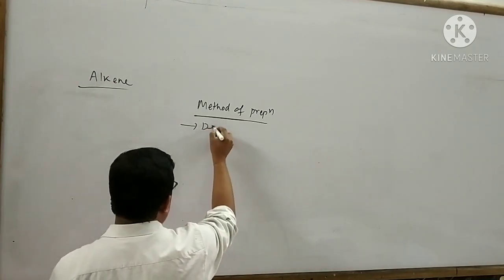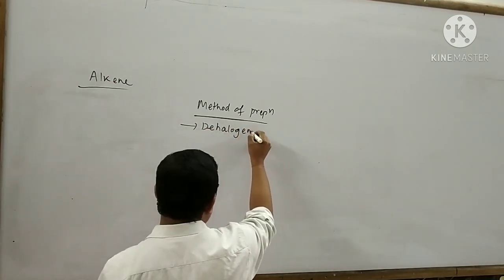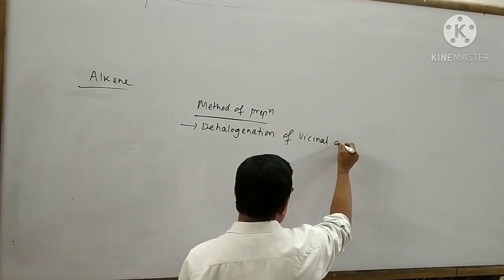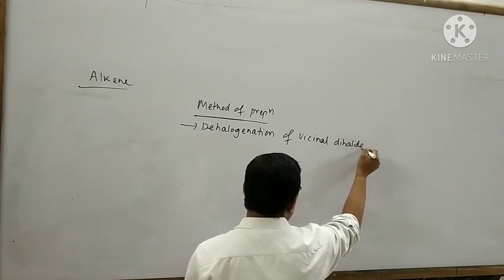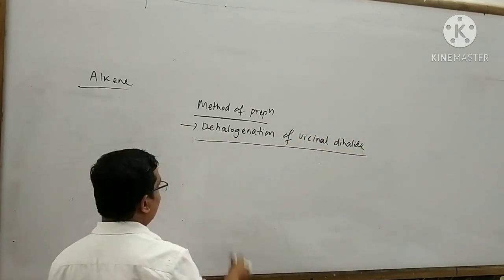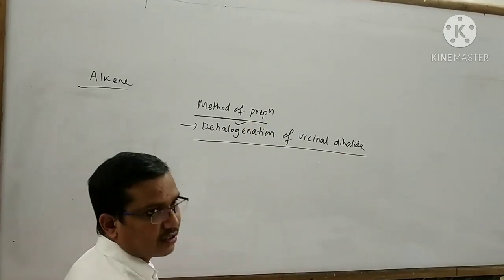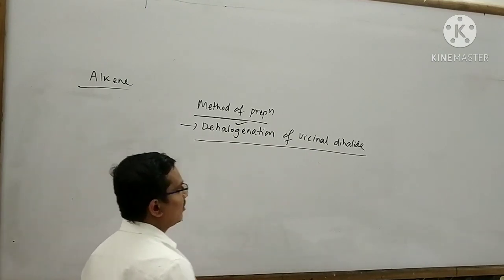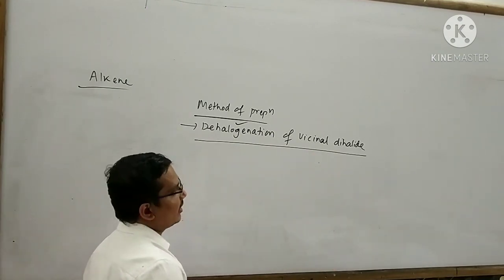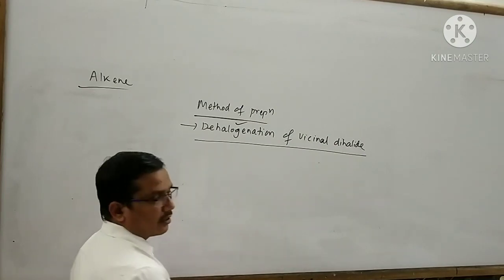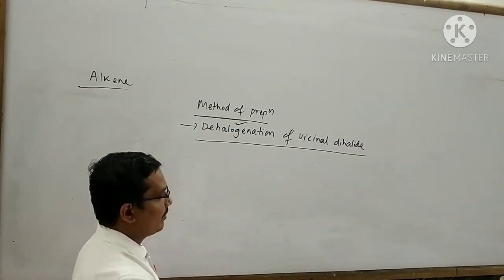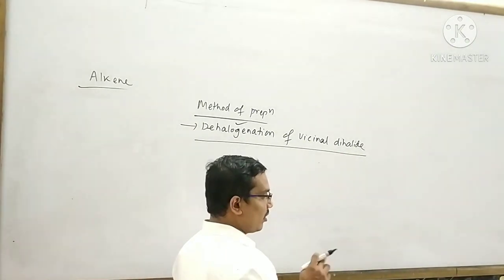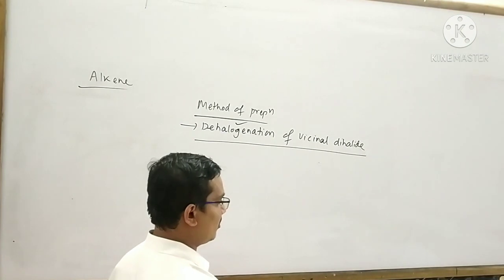Next I will explain about the dehalogenation of vicinal dihalide. What is the meaning of dehalogenation? Dehalogenation means there is loss of halogen atoms. Here an important word is given, that is a vicinal dihalide. What is vicinal dihalide? Vicinal dihalides are the compounds having two halogen atoms on the adjacent carbon atoms.